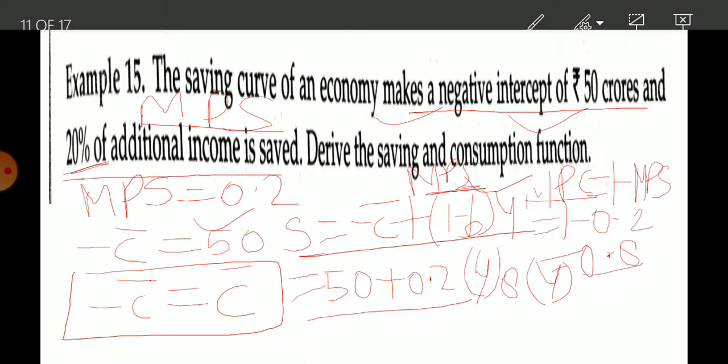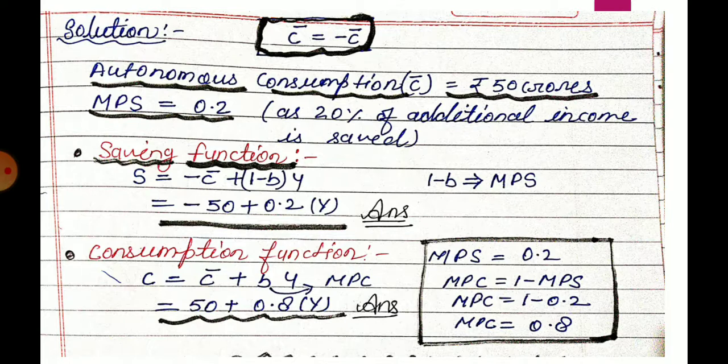Okay, how are you going to attempt it? In this way. In the question, autonomous consumption is given.